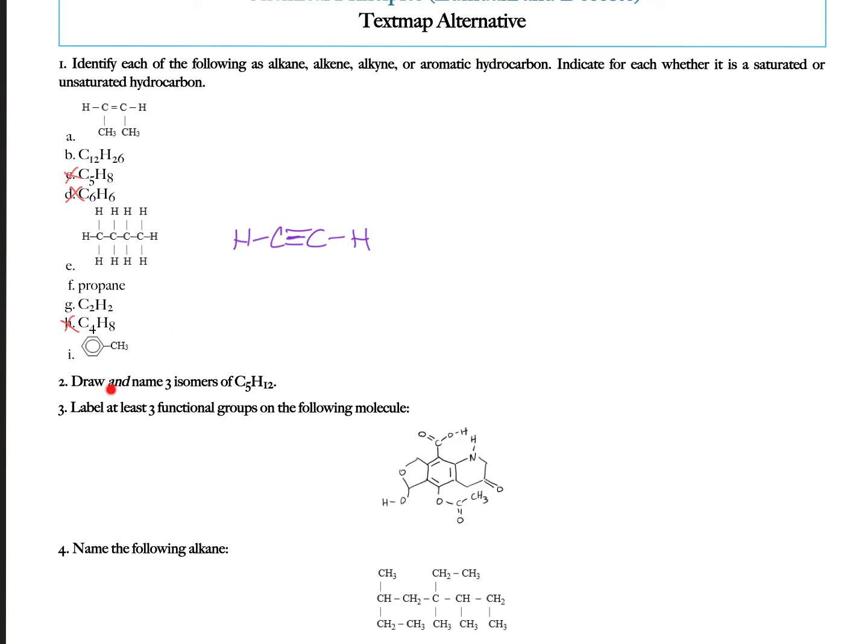All right, let's do this next thing. Draw and name 3 isomers of C5H12.